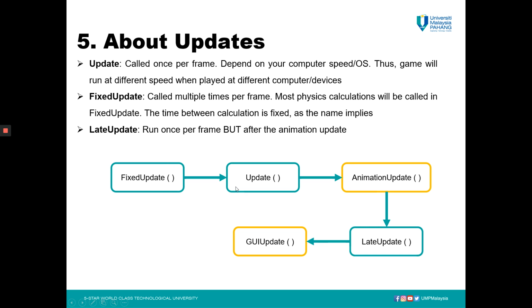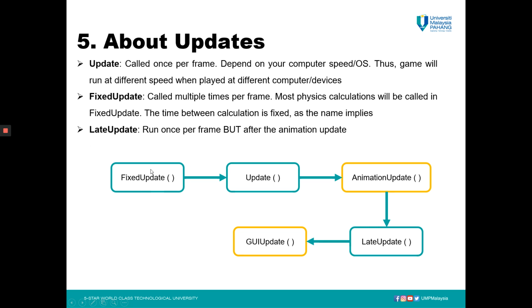But in game development there are different updates that can be found, like fixed update, update, animation update, late update, and GUI update. And they give different effects to your game development. For example, Update is called once per frame, and this update function depends on your computer speed or OS. Thus, your games will run at different speeds when played on different computers or devices.